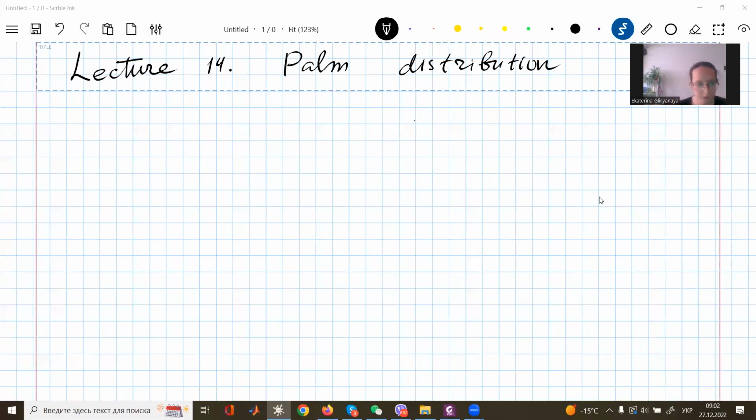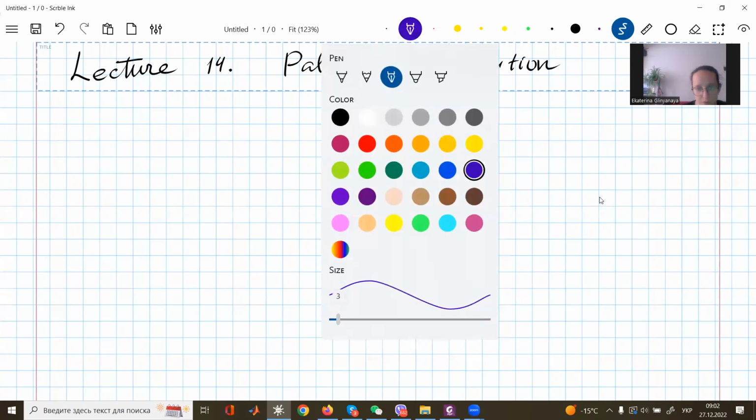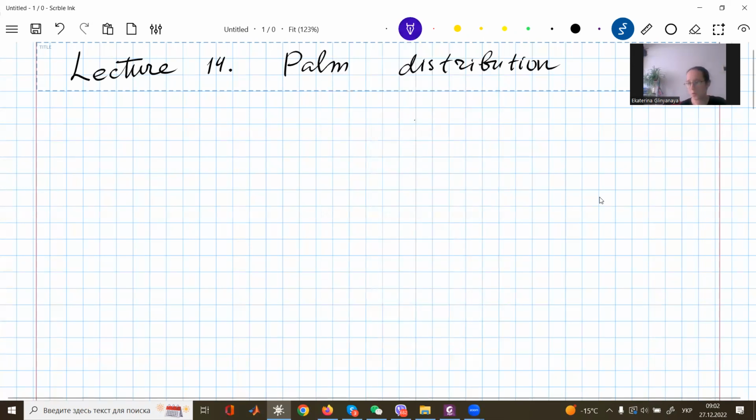And today this will be our last lecture for this course, and I decided to talk a little bit about a very important notion in the theory of point processes, and this is the so-called Palm distribution. At first, let me give some motivation in order to understand why we need it and what it is.